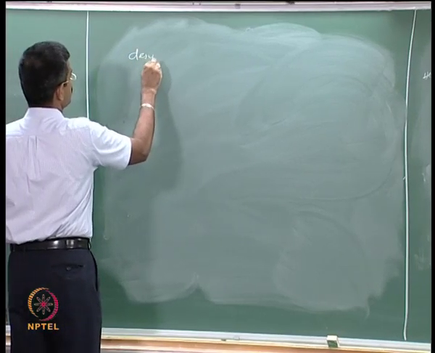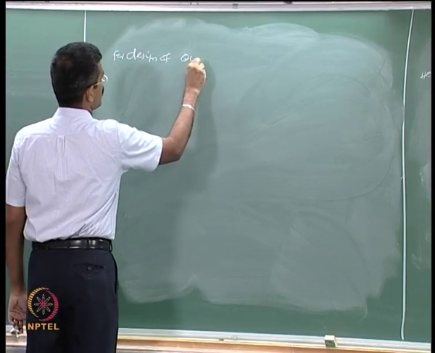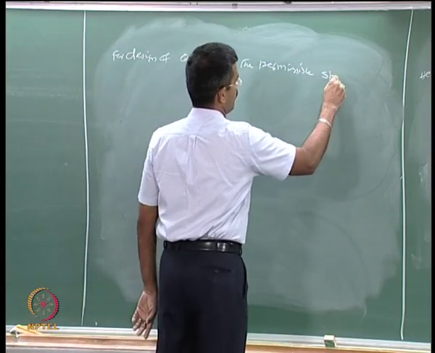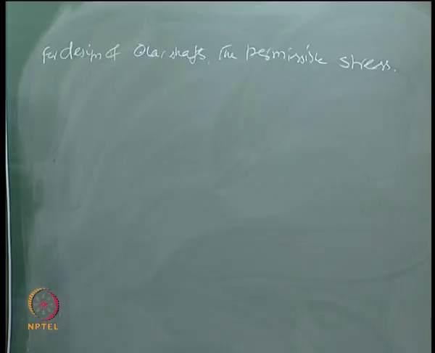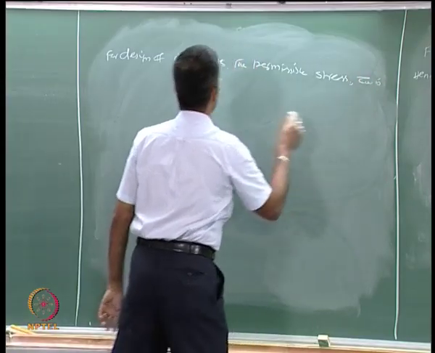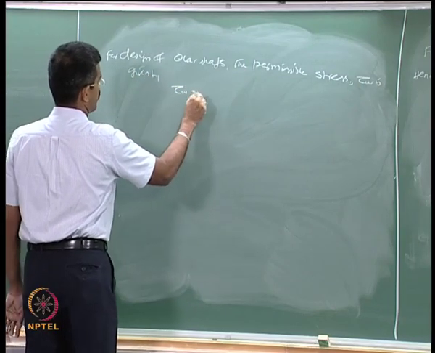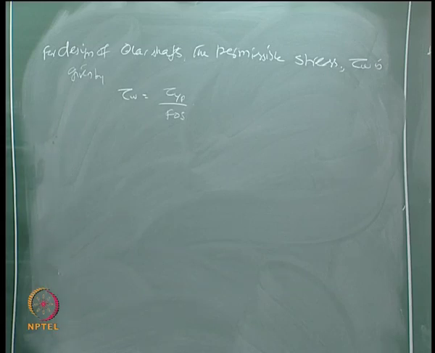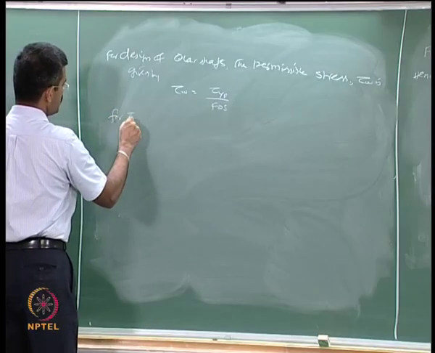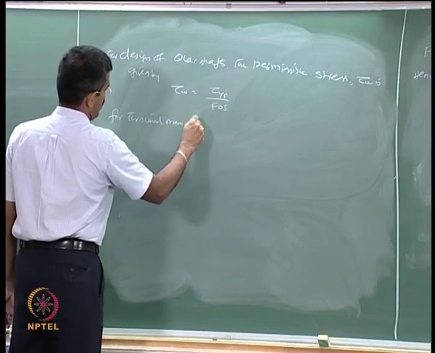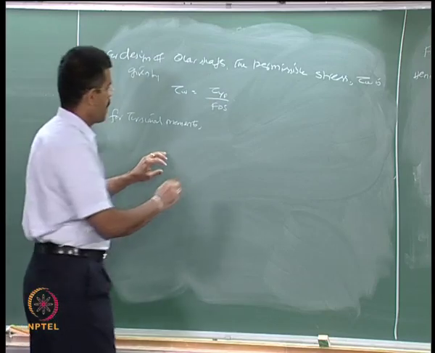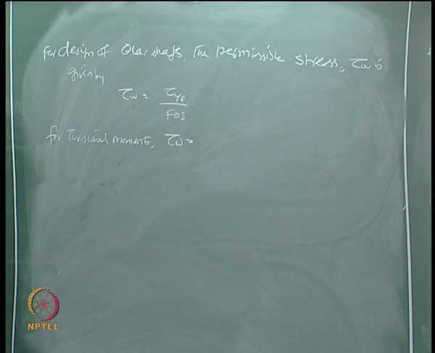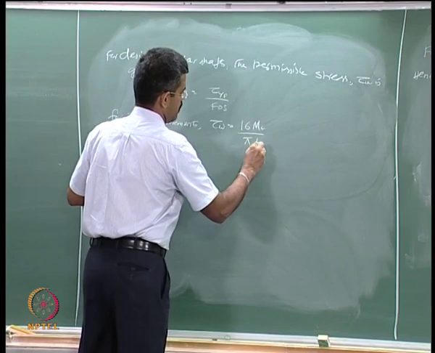In the case of design of circular shafts, the permissible stress which I say tau w is given by tau yp by some factor of safety, is it not? For torsional moments, it is also equal to shear stress by torsion, 16 MT by pi d cube. How do you get this?